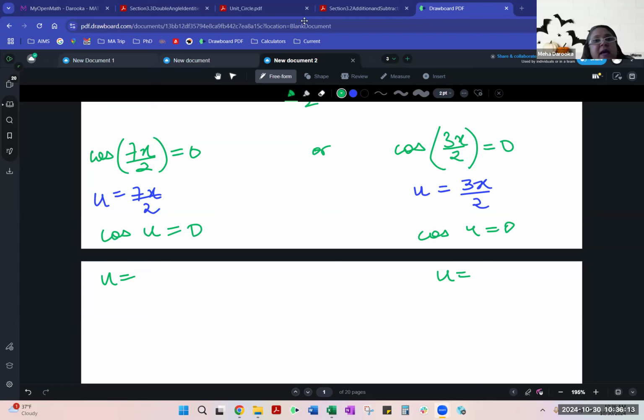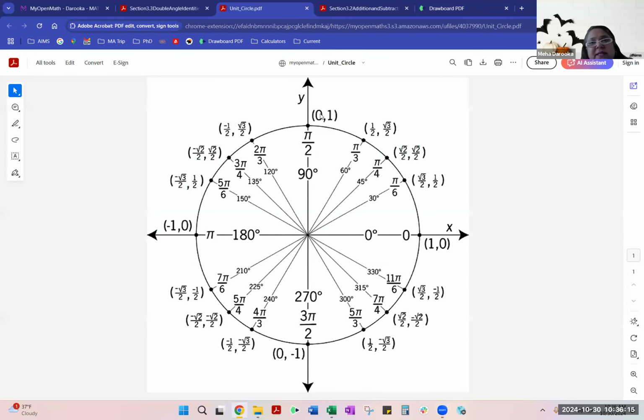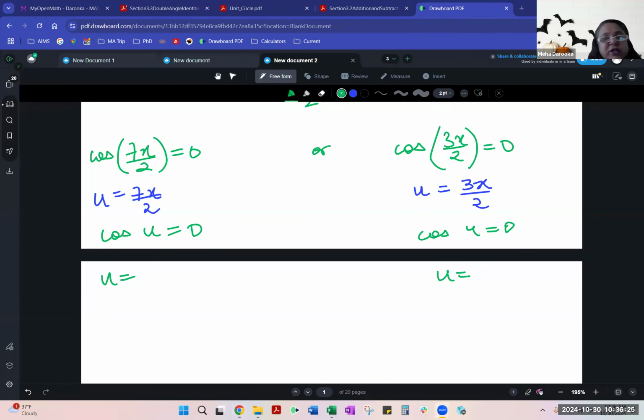Because remember, again, with the unit circle, you can see that's going to happen. Cosine is 0 at angle pi over 2, and cosine is 0 at angle 3 pi over 2, right? So yeah, very nice. You're bringing those examples, those angles in. So pi over 2, and 3 pi over 2.